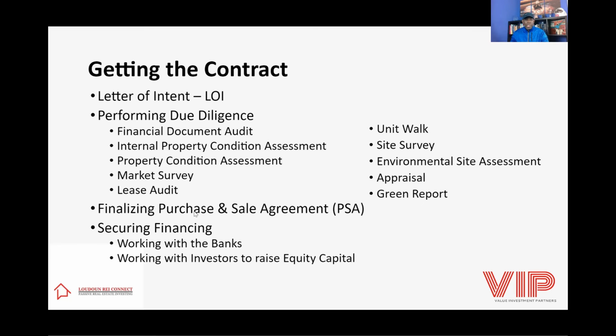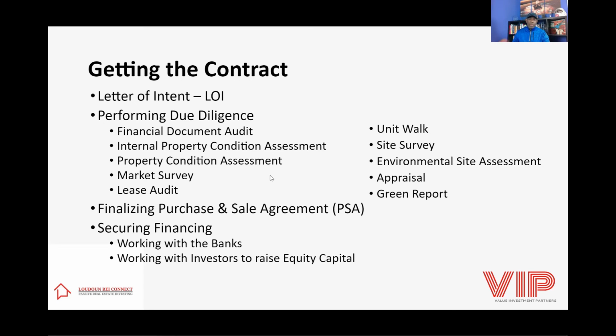The PSA stands for the purchase and sale agreement. That's when all contingencies have expired, probably except for financing. But once you are working on your PSA, you have a valid binding contract and you need to go to closing.